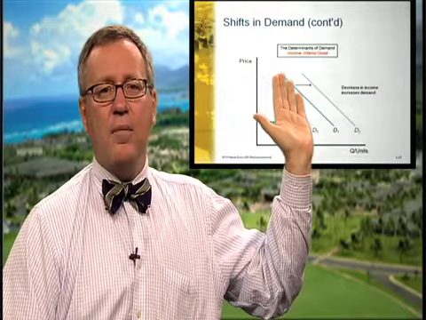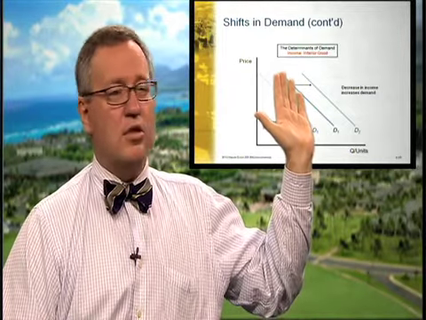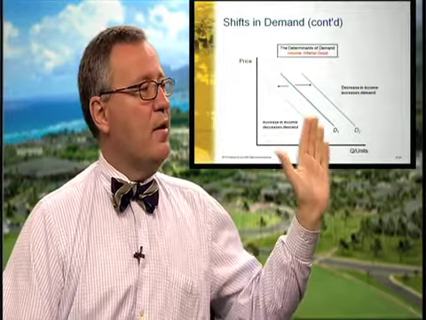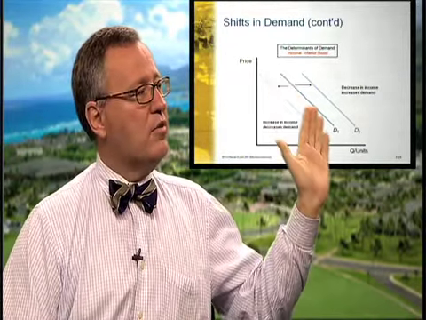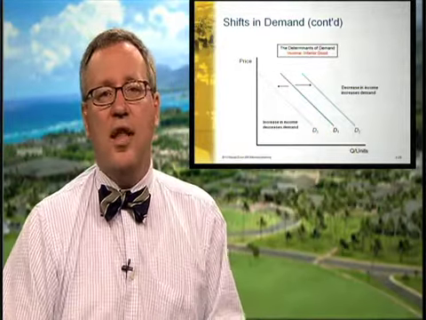Now what happens when our income goes up? This is oatmeal again. Our income goes up. We're going to be buying Lucky Charms. We're not going to be buying oatmeal. So our demand curve is going to shift to the left.